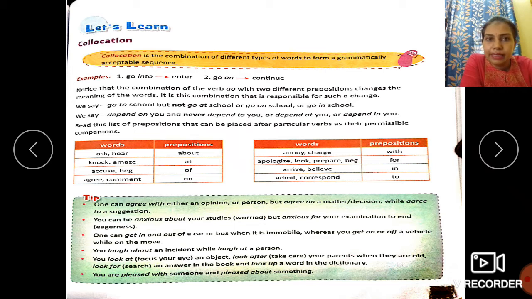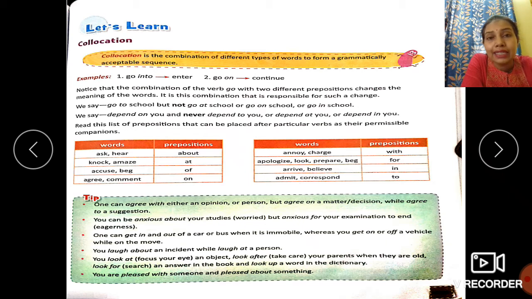Let's read these in detail. Notice that the combination of the verb go with two different prepositions changes the meaning of the words. It is this combination that is responsible for such a change. We say go to school but not go at school or go on school or go in school. This is the correct use of prepositions of time, place, children. We don't say on a month, on a year. We say in a month, in a year. We never say in night. We say at night.